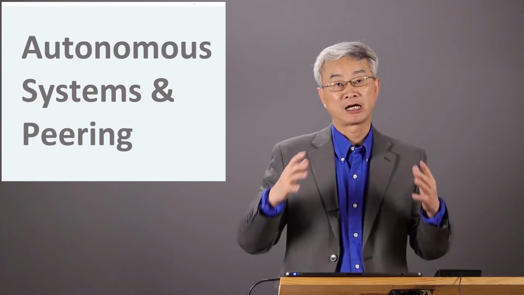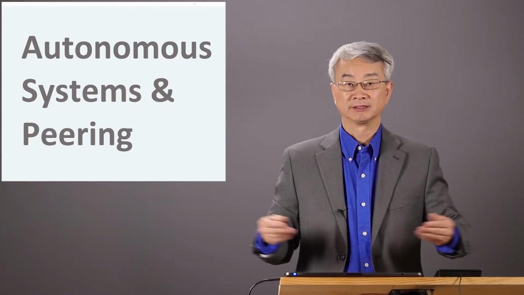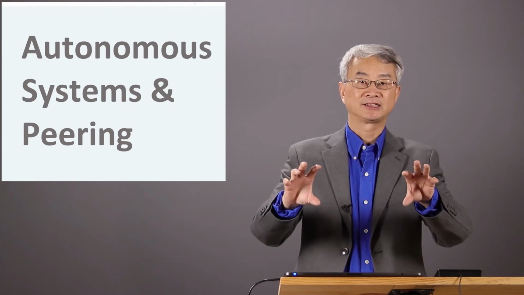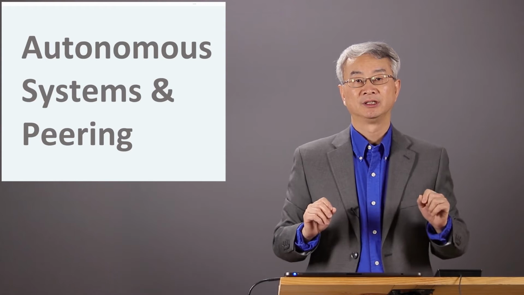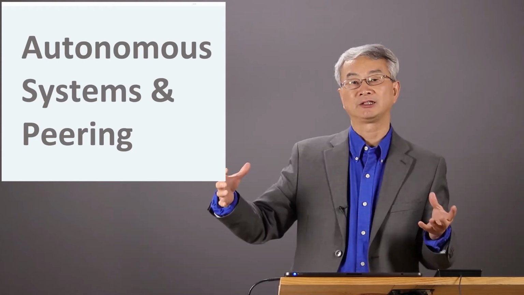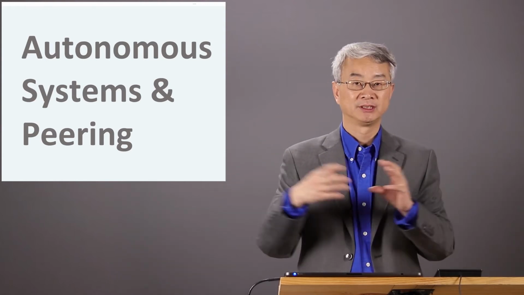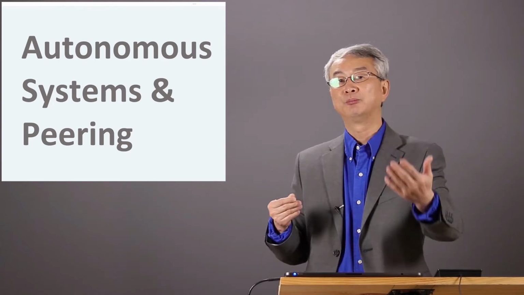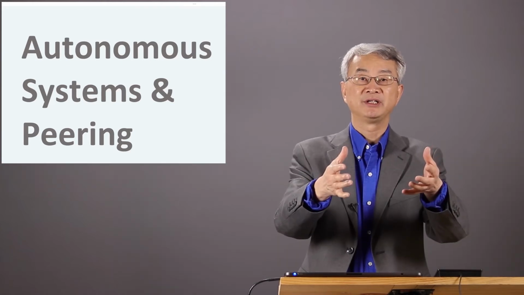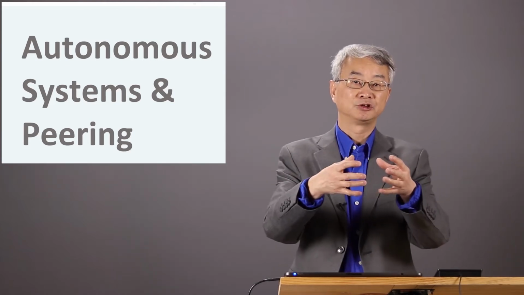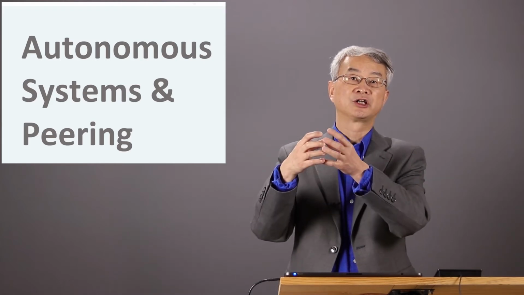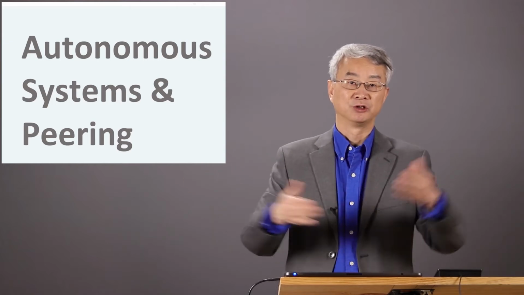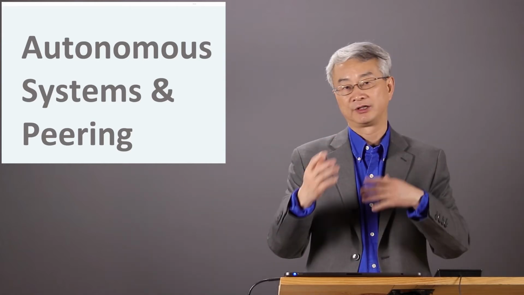In this lecture, we're going to talk about autonomous systems and peerings. As we talked about in the previous lecture, the internet consists of many autonomous systems. An autonomous system is not just one network. It could include many networks that belong to one single entity. A company, no matter how big or small, can become an autonomous system. It could be a small network, or a huge network like a national backbone with cables from coast to coast. They come in various sizes.